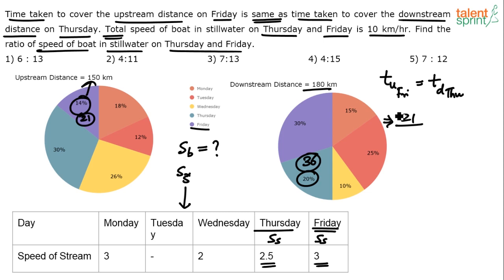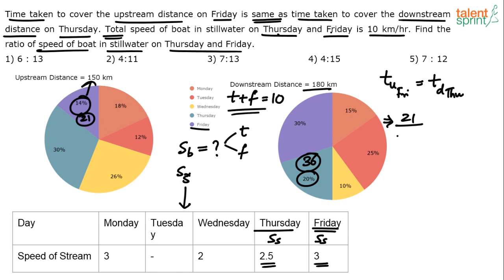What is the speed on Friday? See, upstream speed, like we have discussed, is the speed of the boat minus the speed of the stream. One more point here is, let us assume that the speed of the boat on Thursday is T, and on Friday is F. It's all about the speed of the boat now, right? So as per the given data, T plus F is equal to 10.